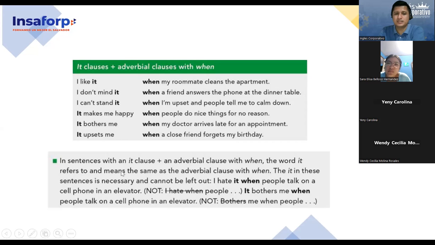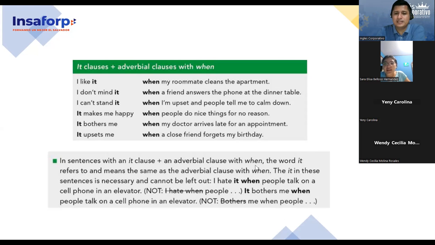Sara Velloso, please read this information here. In sentences with an it clause plus an abbreviated clause with when, the word it refers to and means the same as the adverbial clause with when. The it in these sentences is necessary and cannot be left out. I hate it when people talk on a cell phone in an elevator. It bothers me when people talk on a cell phone in an elevator. Thank you so much, Sara.